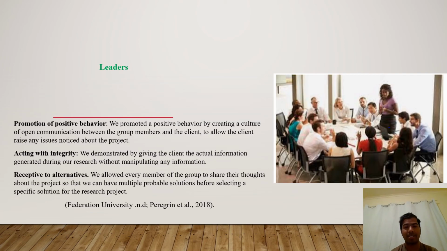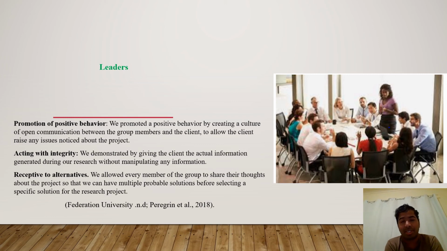Moving on to the next slide, which is about leaders. The promotion of positive behavior, which we prompted by creating a culture of open communication between the group members, clients, and supervisors, to allow the client to raise any issues noticed about the project. And then moving on to acting with integrity.